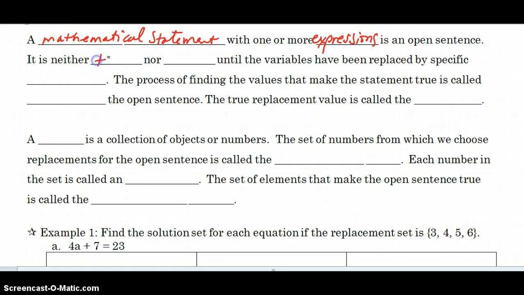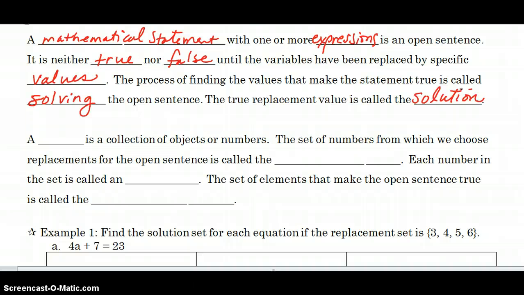It is neither true nor false until the variable has been replaced by specific terms or values. The process of finding the values that make the statement true is called solving the open sentence. The true replacement value is called the solution of the open sentence. So an equation is an open sentence.